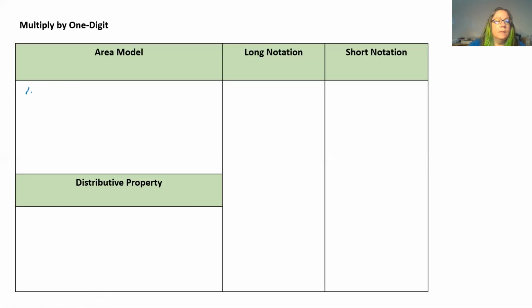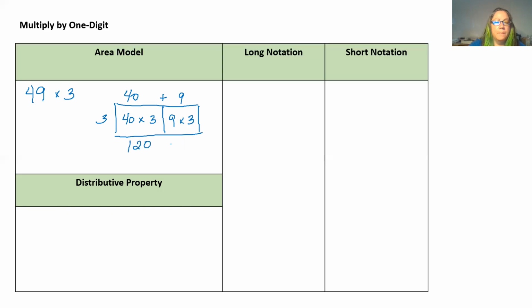All right, let's do 49 times 3, area model, expanded form, 1 digit, break it into parts, write the parts, multiply, copy the plus sign, add it together, 147.